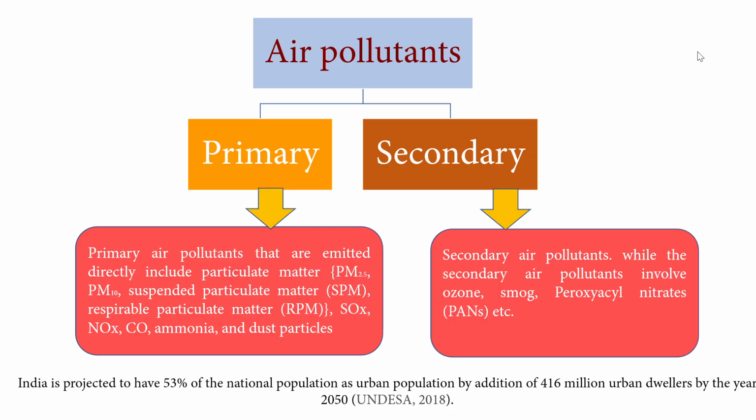It is projected that in India 53% of the national population will be urban by 2050, with an addition of 416 million urban dwellers. This implies that the burden, the pressure, will be exerted on urban bodies, which indicates numerous waste generation. The number of vehicles will increase, and that leads to vehicular pollution or air pollution. That is a major concern for the time being now.